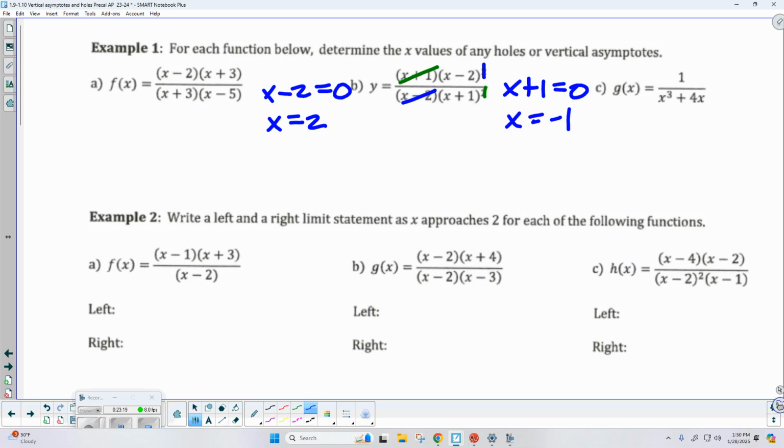What I want you to do is take a few seconds. What are these? Are they both holes? Are they both vertical asymptotes? Is one a hole? Is one a vertical asymptote? Think about what we've said so far. Let's see if you can figure it out.